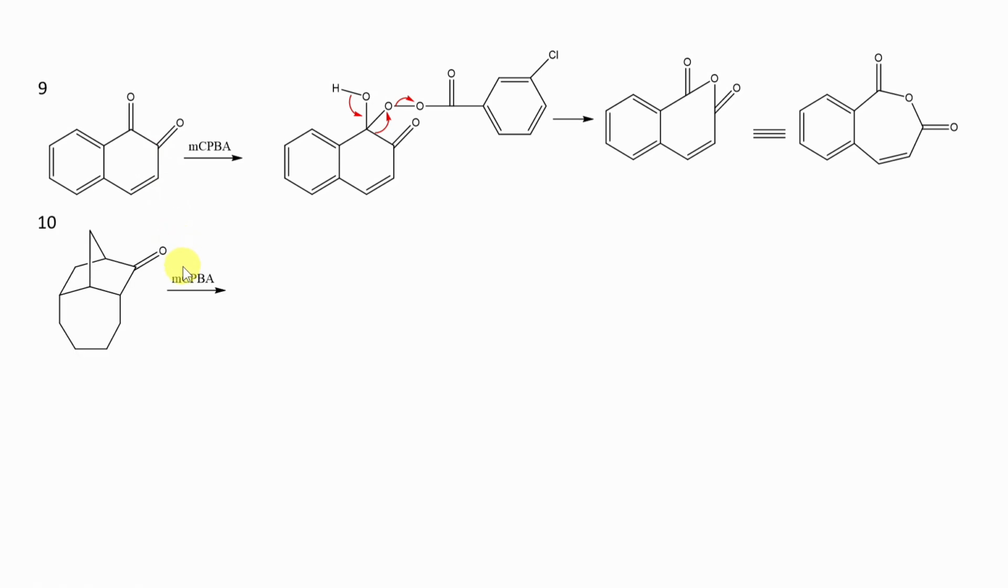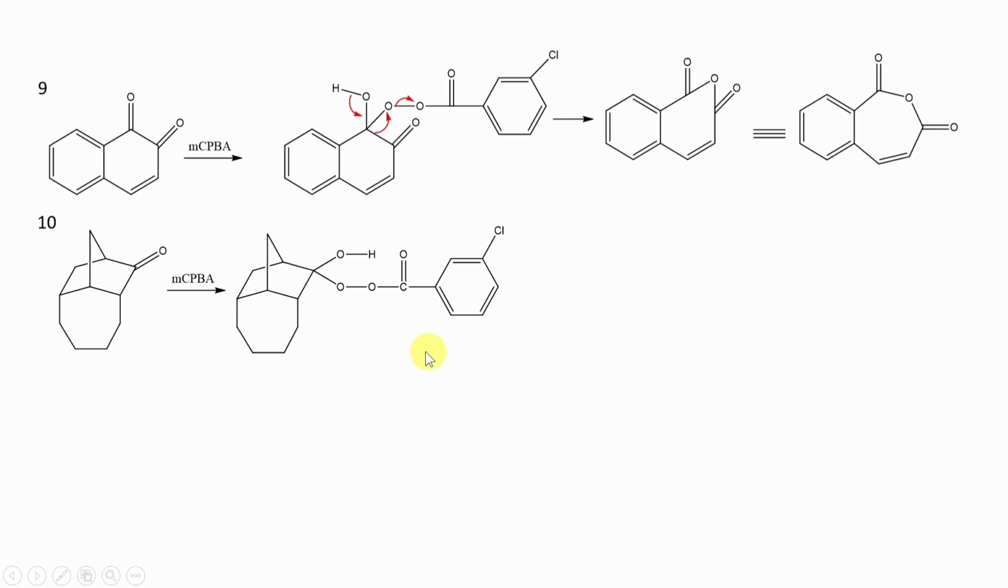The next, the last example, see this example. It is a cyclic ketone on treating with metachloroperbenzoic acid. Then the Baeyer-Villiger rearrangement takes place as in the previous case. First of all, proton capture takes place from the metachloroperbenzoic acid along with the attachment of perbenzoate anion to this electron deficient carbon atom to form this intermediate molecule.